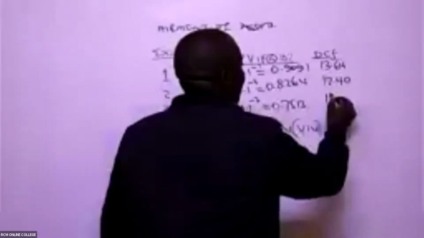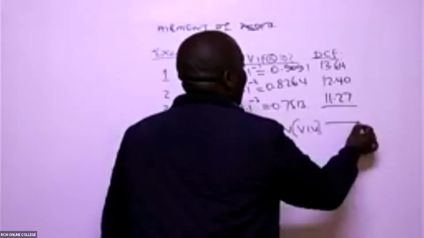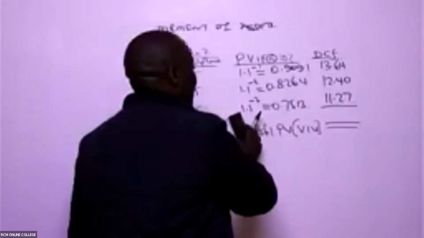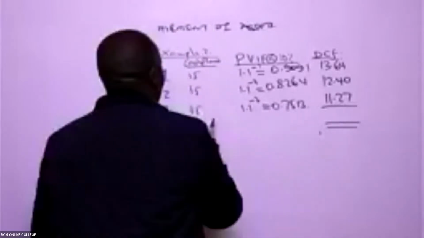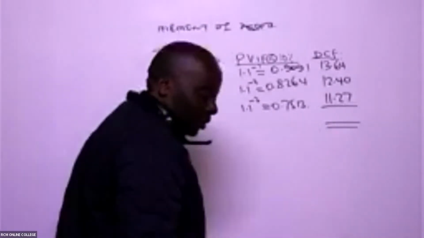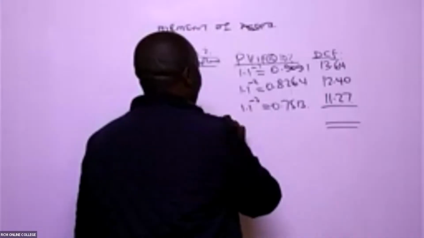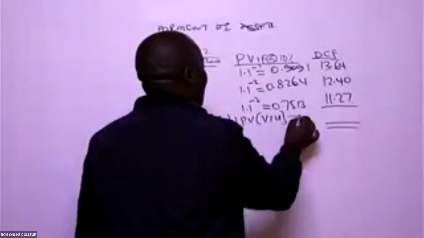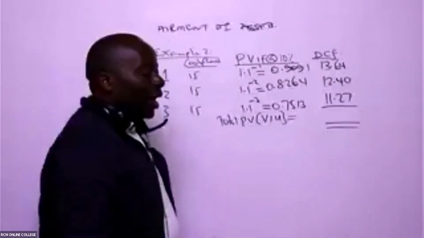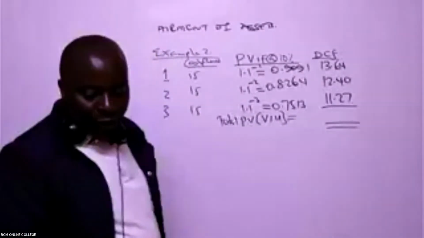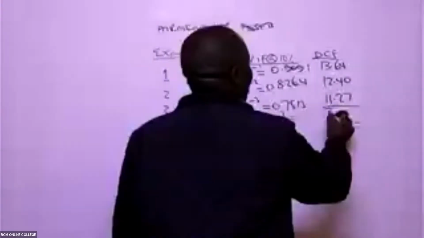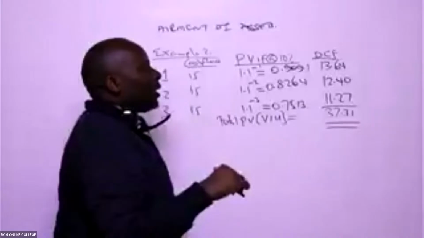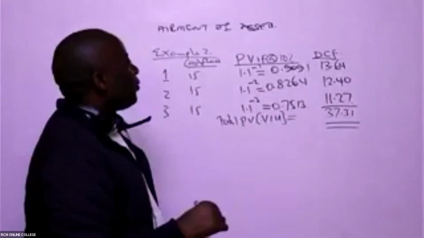Yeah, 11.27. So we have 11.27, and then come and add for us. Give us the total present value, which is the same as the value in use. It is 37.31. So people like Monica have been able to know something very important.